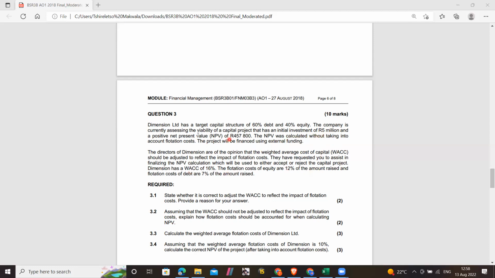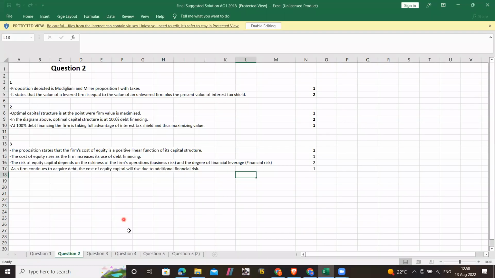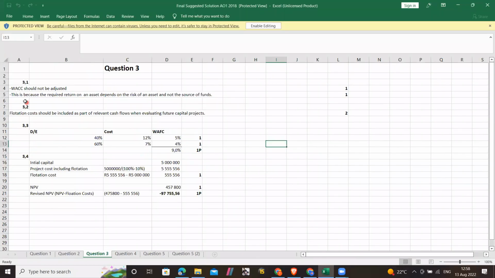these flotation costs, like I said, are issuing costs. They are not risks, so they are not included in the cost of capital. The reason is that the cost of capital is what you are paying to your sources of finance. Flotation costs should not be included here, because you're not going to pay them, you already paid them. So they must not be reflected in the WACC, they must not be adjusted.